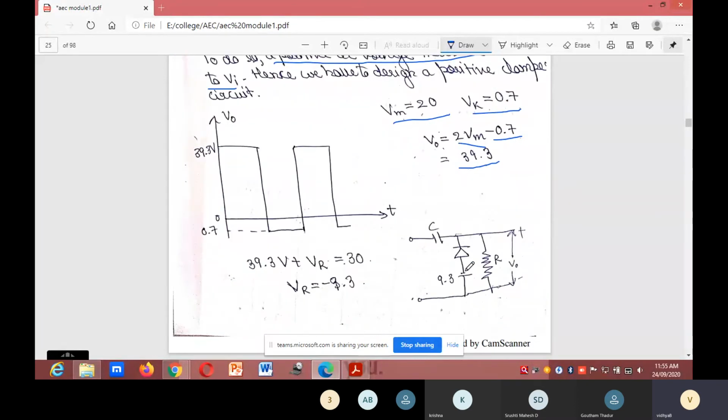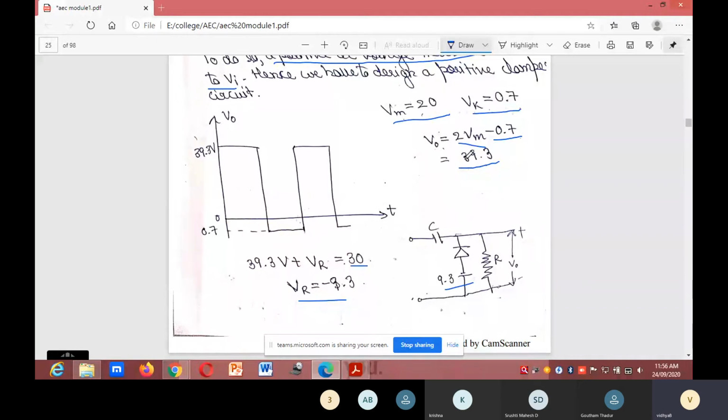But what about VR? We don't know the value of VR. This is a capacitor. You need to draw the positive clamper circuit. This is the positive clamper circuit. What about VR? We got VR as 9.3. How? 2 times Vm, that is 39.3 volts, plus VR is equal to the output voltage. VR is equal to minus 9.3. Like that you need to draw.